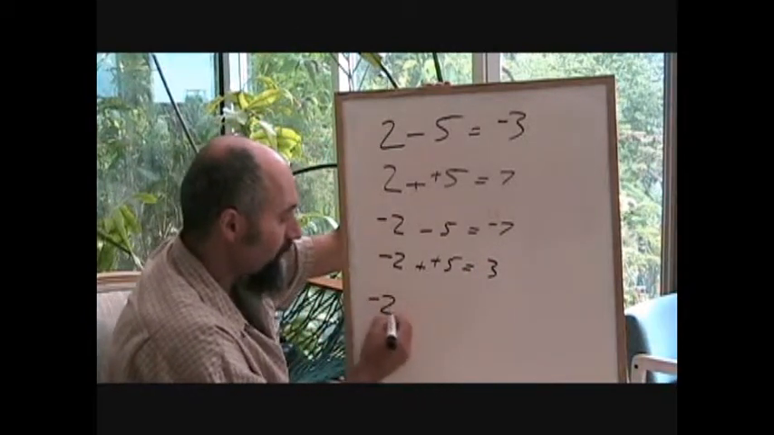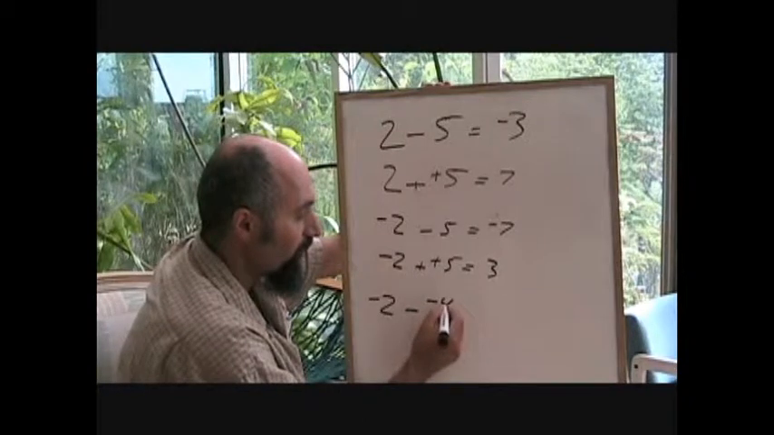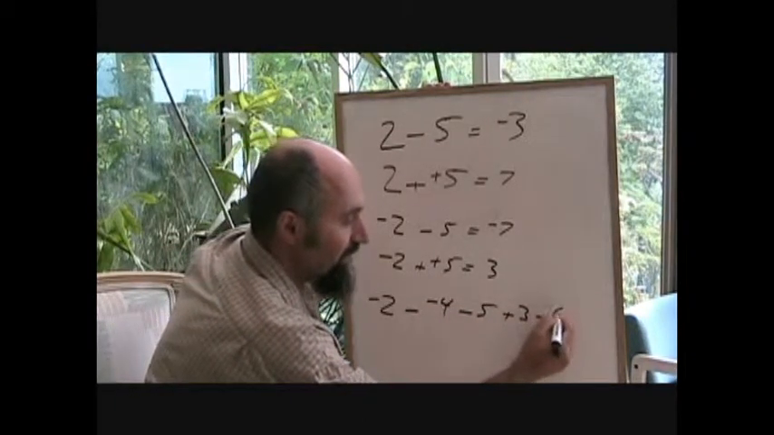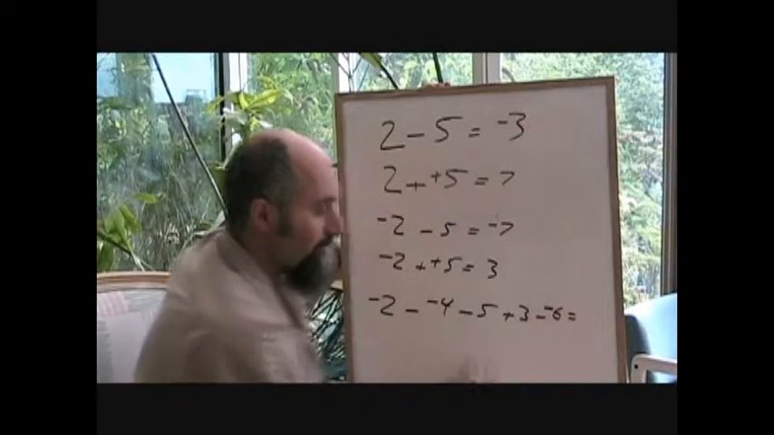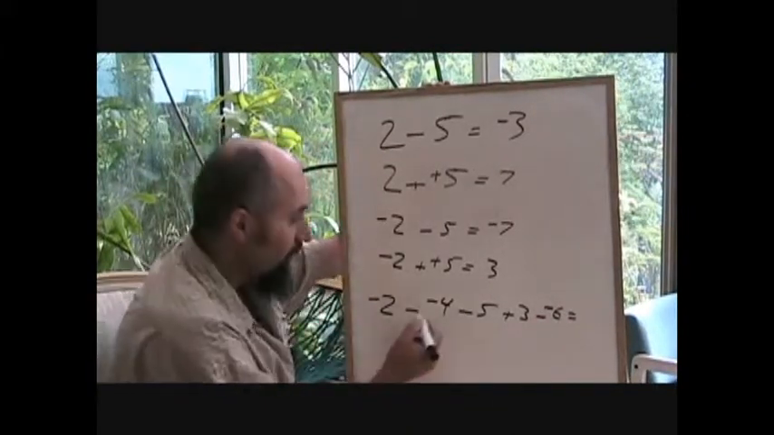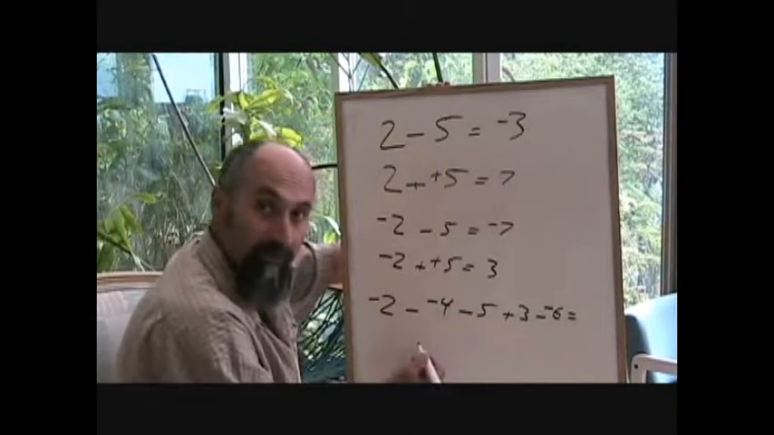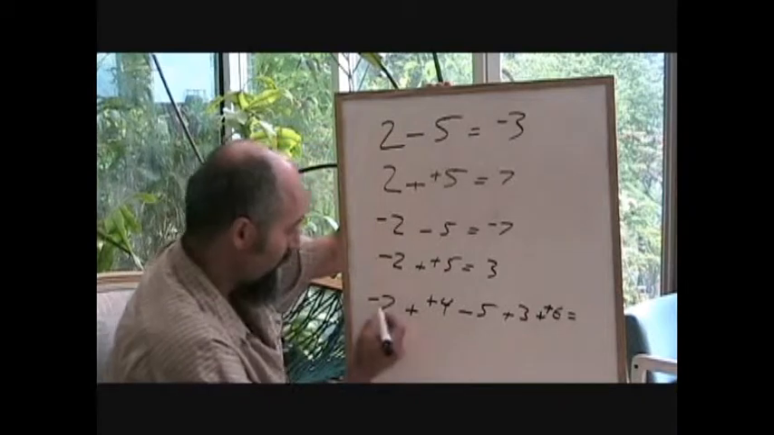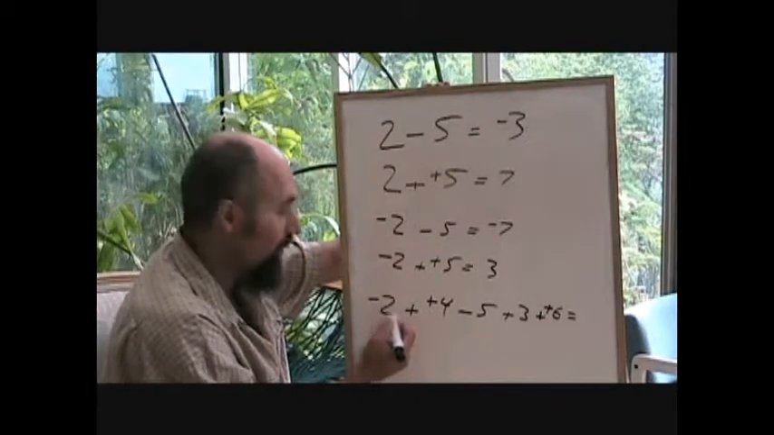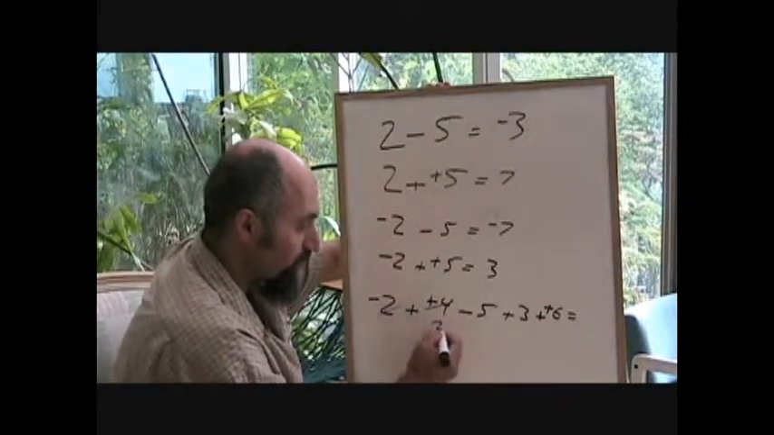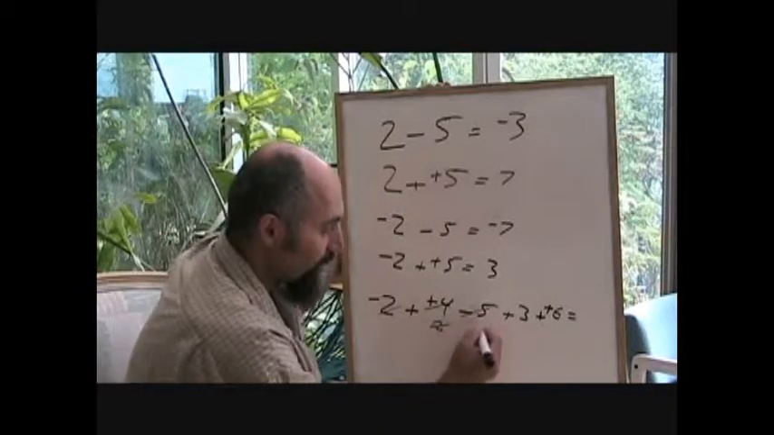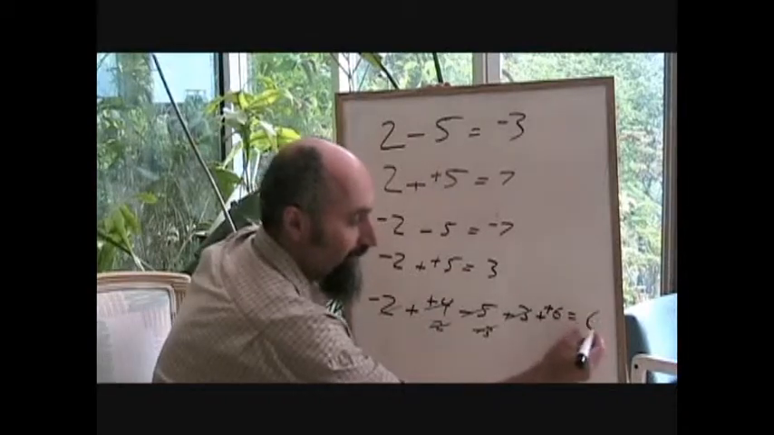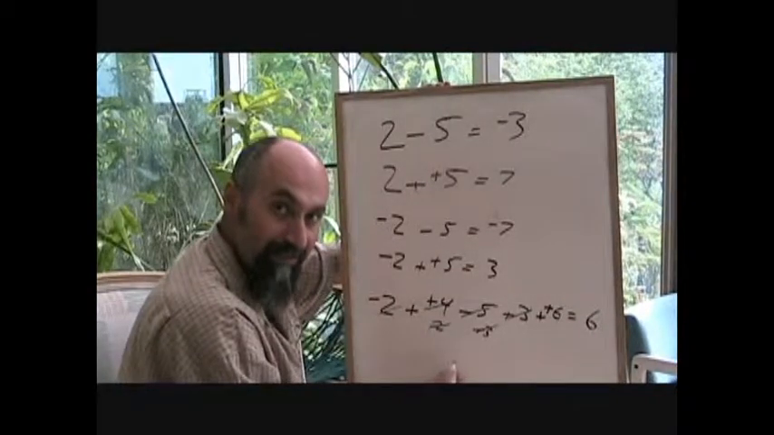Let's say you had negative 2 minus negative 4 minus 5 plus 3 minus 6 minus negative 6. What you're going to do is deal with the double negatives first. A negative and a negative makes it positive. A negative and a negative makes it positive. So right now you have negative 2 plus 4, which gives you 2. 2 minus 5 gives you negative 3. Negative 3 plus 3 gives you 0. So the final answer is just 6. Easy? Okay.